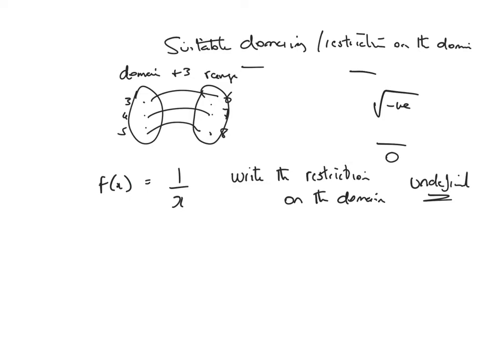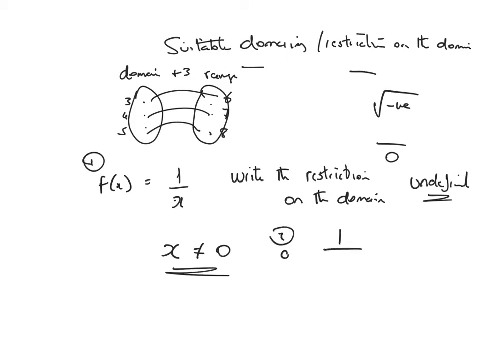Well, we know that we cannot divide by 0, so the denominator there cannot be 0. The denominator, which is x, cannot be 0. So x cannot equal 0, that's the restriction on the domain. Because if x is equal to 0, we've got 1 over 0, and 1 over 0 is undefined. Okay, so let's call that example 1.